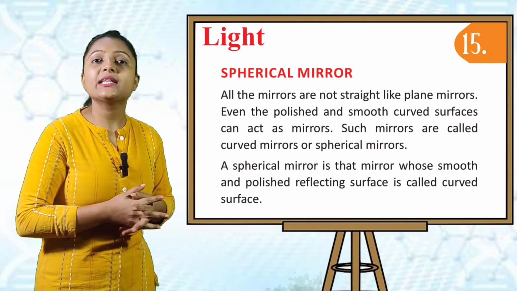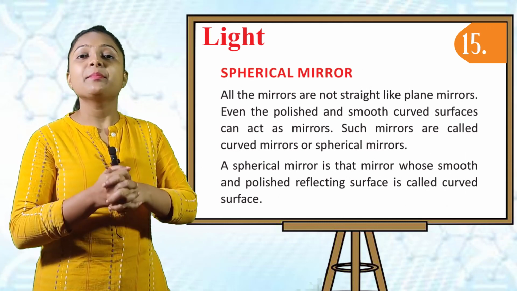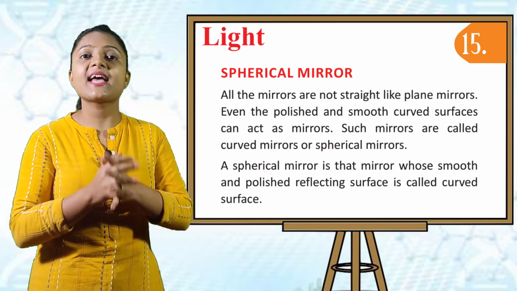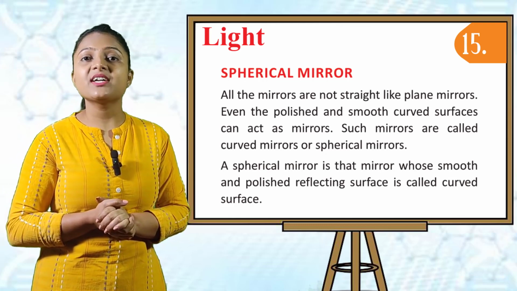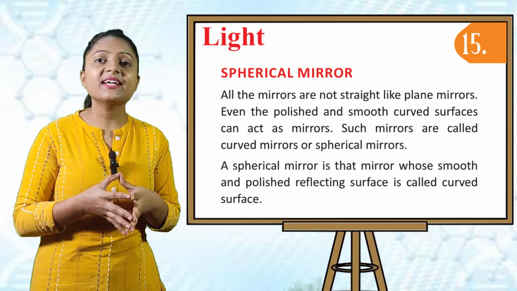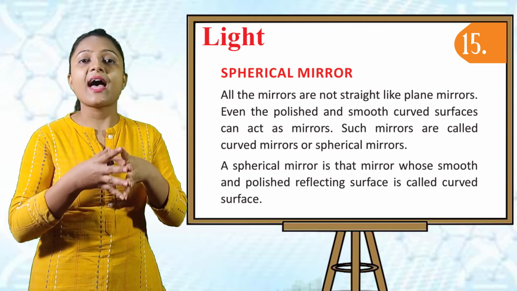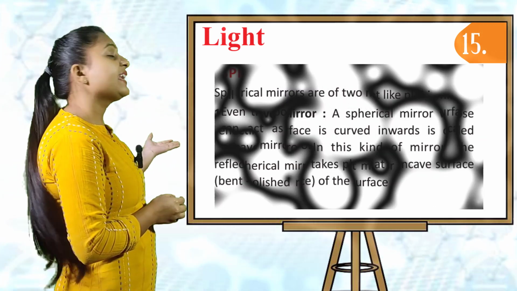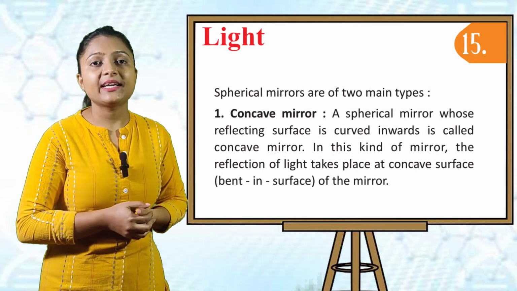Spherical mirror. All the mirrors are not straight like plane mirrors. Even the polished and smooth curved surfaces can act as mirrors. Such mirrors are called curved mirrors or spherical mirrors. A spherical mirror is that mirror whose smooth and polished reflecting surface is curved. Spherical mirrors are of two main types.